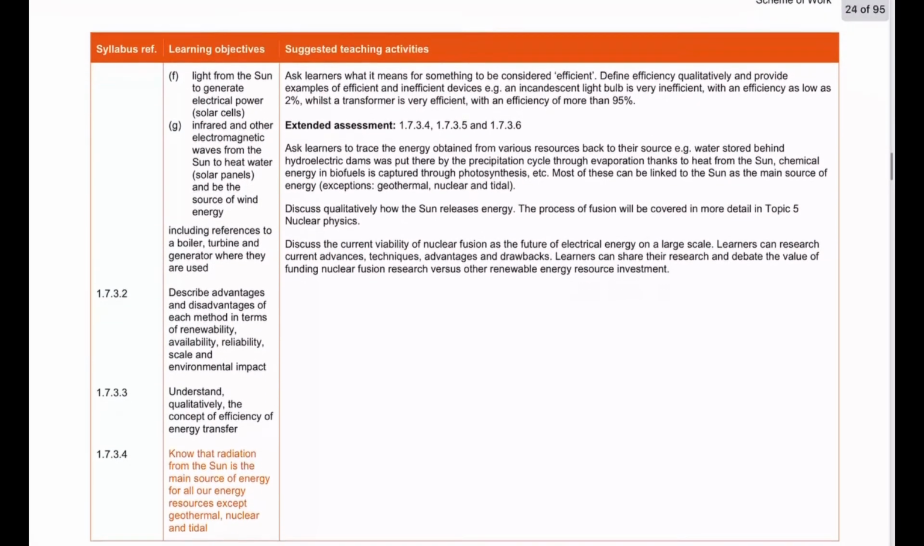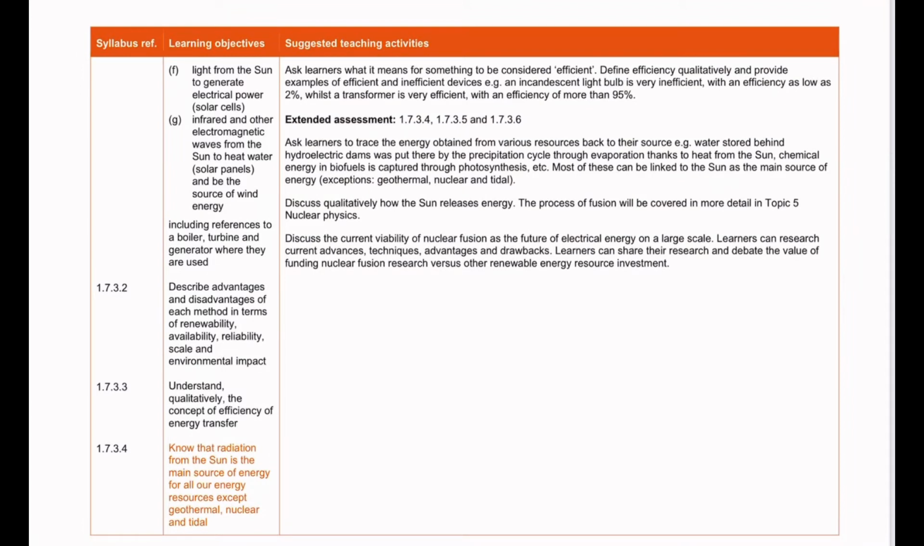F. Light from the sun to generate electrical power. G. Infrared and other electromagnetic waves from the sun to heat water, solar panels, and to be the source of wind energy, including references to a boiler, turbine, and generator where they are used. Describe advantages and disadvantages of each method in terms of renewability, availability, reliability, scale, and environmental impact. Understand quantitatively the concept of efficiency of energy transfer.